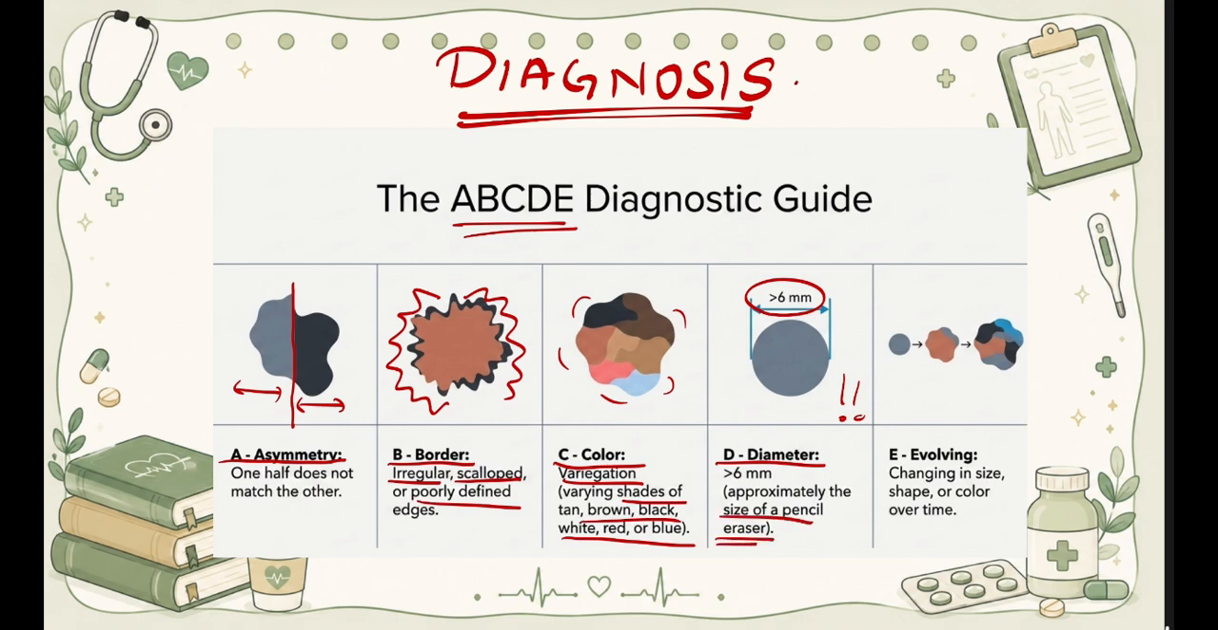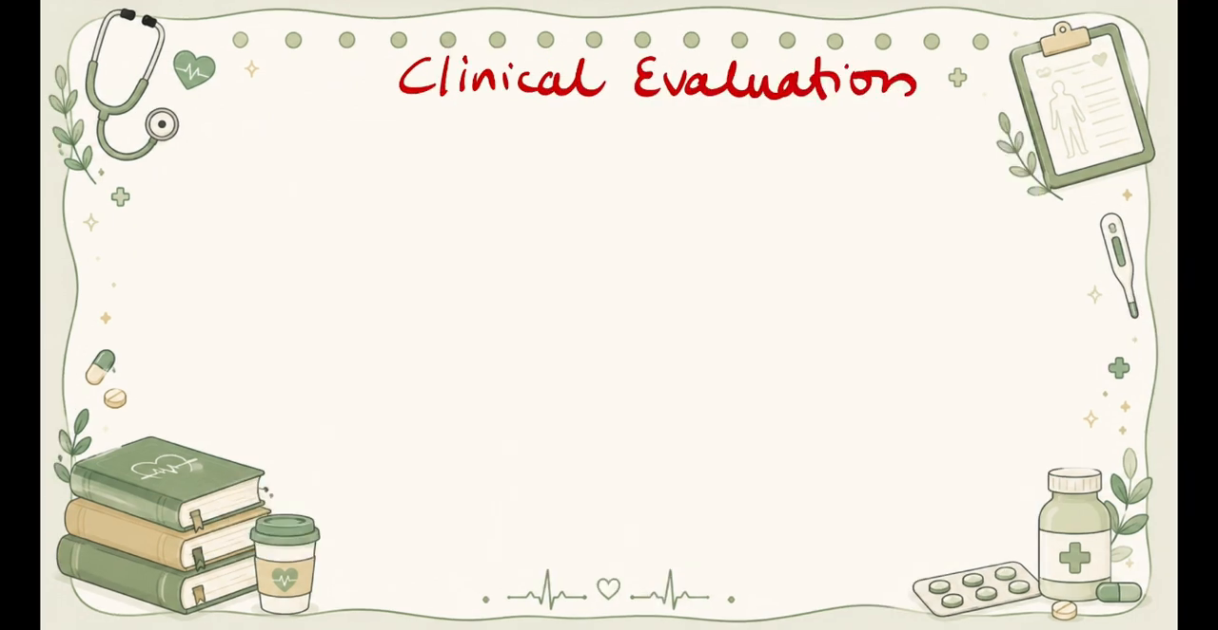Finally, E stands for evolving. This is perhaps the most urgent warning sign of all. It means the spot is visibly changing. Its size, its shape, or its color is shifting over time. If a patient does notice an evolving, suspicious spot, they enter a highly logical diagnostic journey.